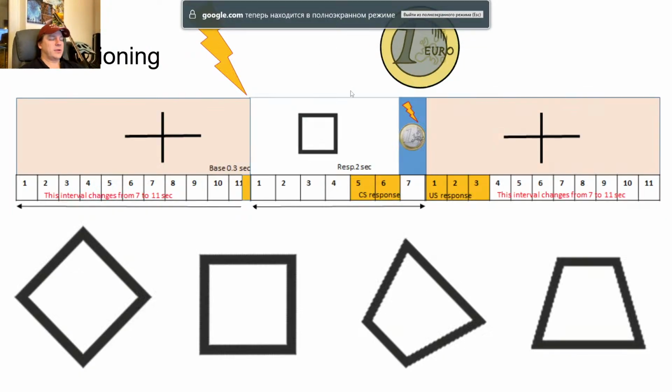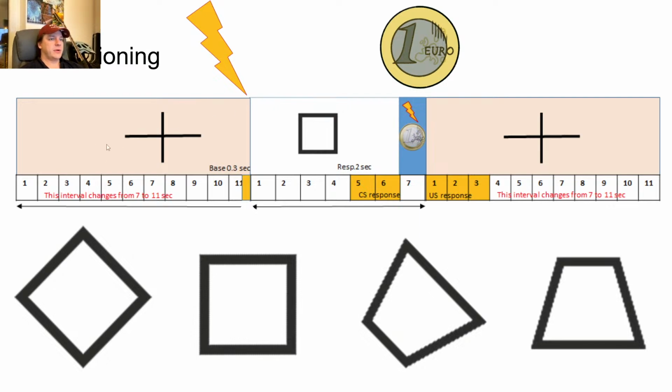So this is the one trial, and this is the intertrial interval. During the intertrial interval, the fixation cross was presented, and it was randomly changed from 7 to 11 seconds. Then we have the actual 7 seconds of presentation of CS plus or CS minus, and the last seconds overlapped with the appetitive or aversive stimulus, and then we once again have the intertrial interval.